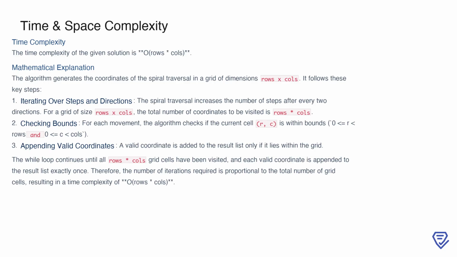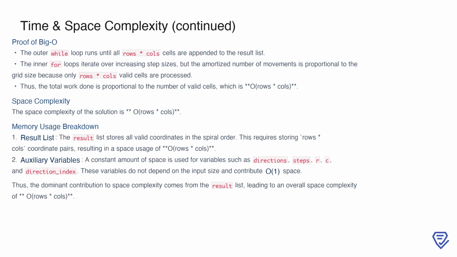This while loop continues until all grid cells have been visited, and since each coordinate is processed exactly once, the time complexity becomes proportional to the total number of cells, which is O(rows * cols). To further solidify this, we can look at a proof of the big O complexity.